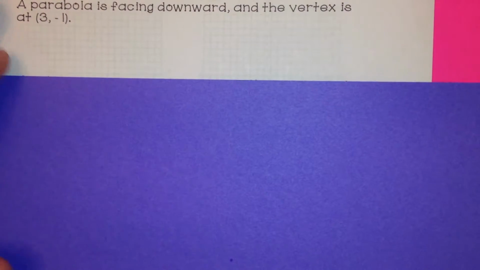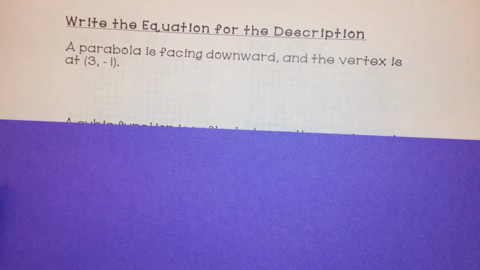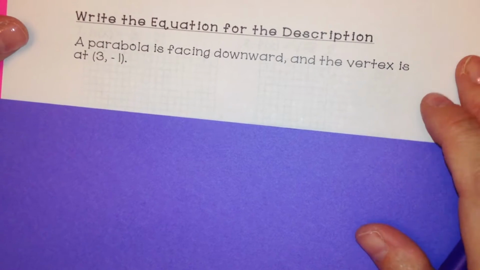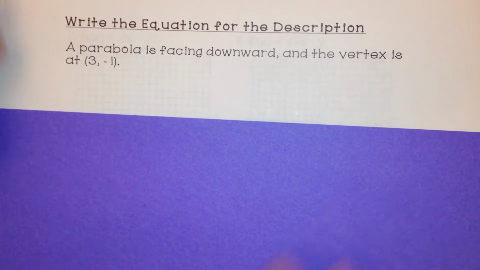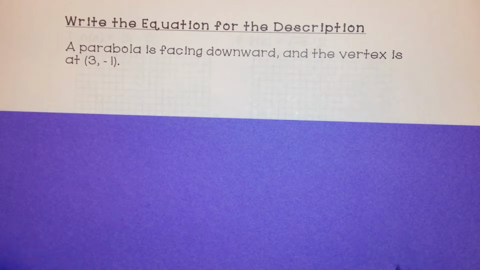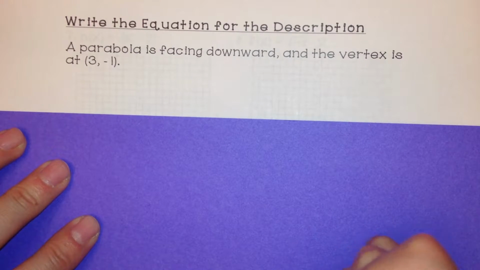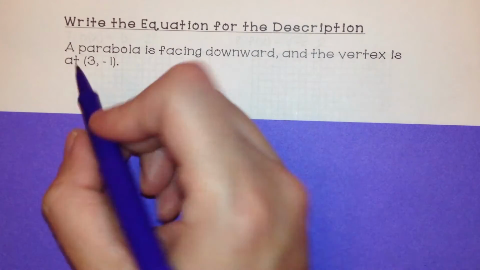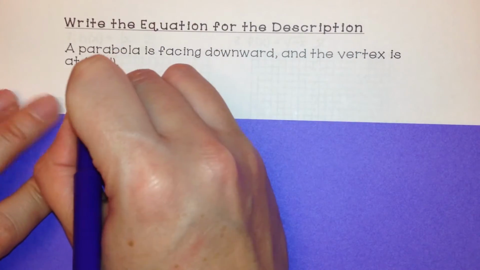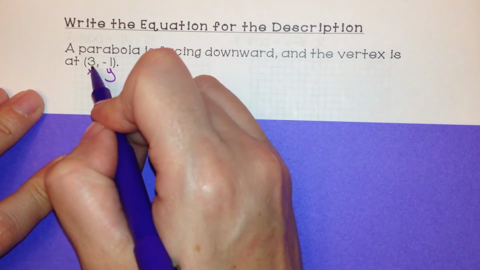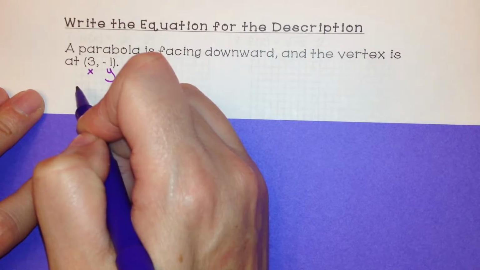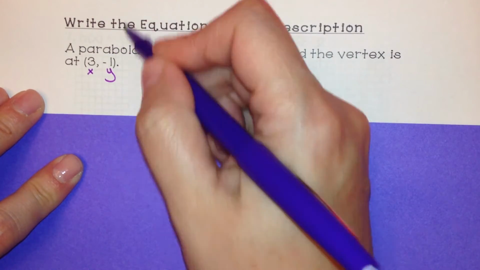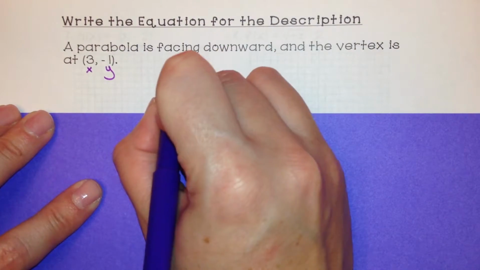All right, next thing, we're now going to write some equations if we're given a verbal description of what is happening. Let's see. Okay, a parabola. Well, we know that's quadratic. Facing downwards, so it's been reflected over the x-axis, and its vertex is at 3, negative 1. Well, if this is the x-coordinate, that's the y. The x-coordinate would be what shifts it left and right. Y would be what shifts it up and down. So we can create this.